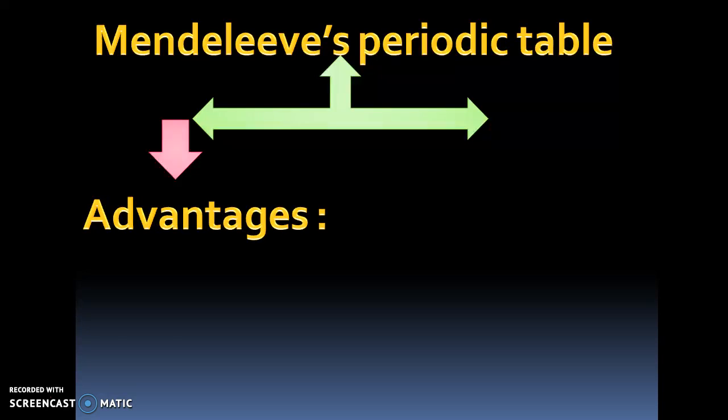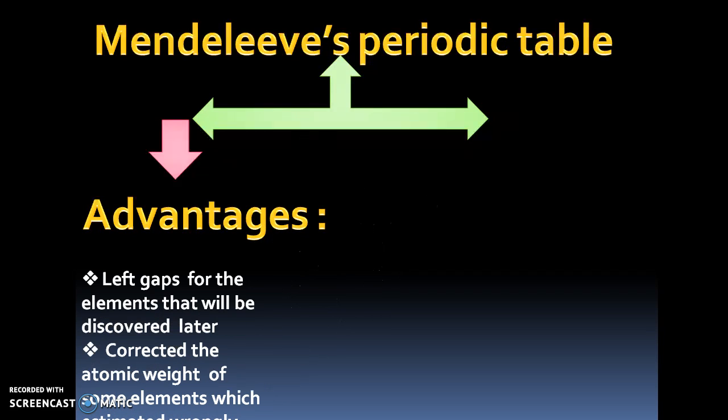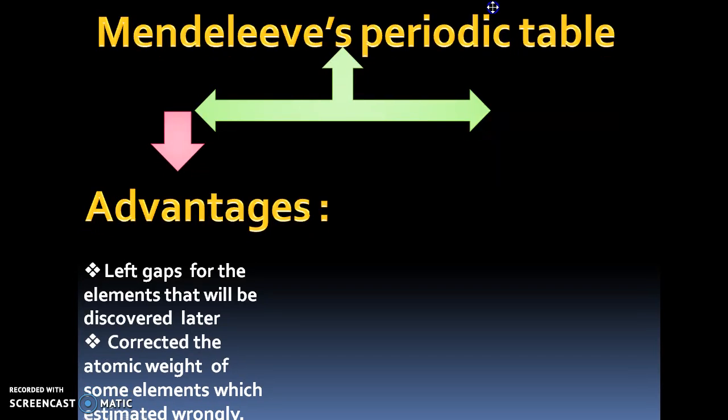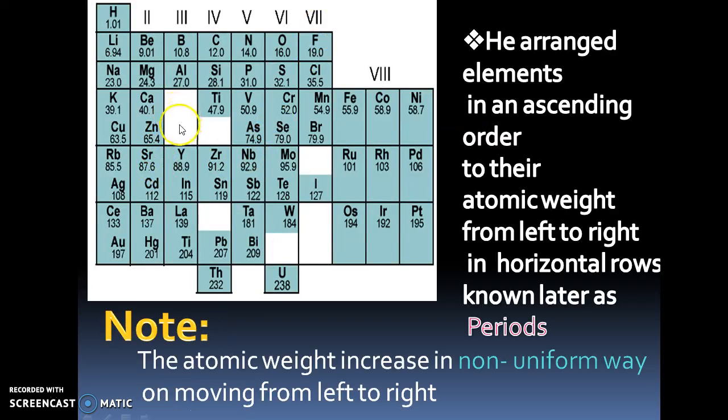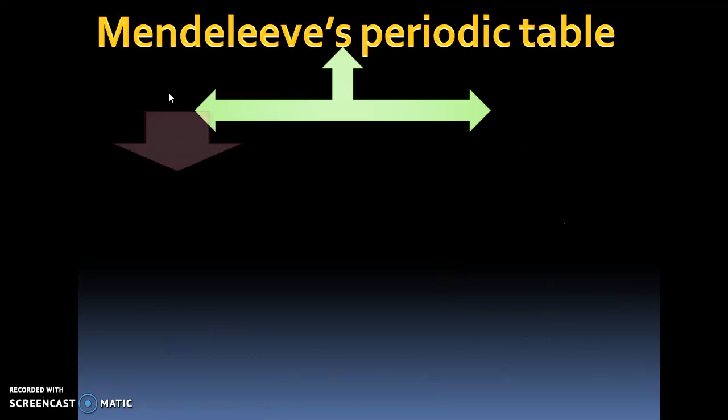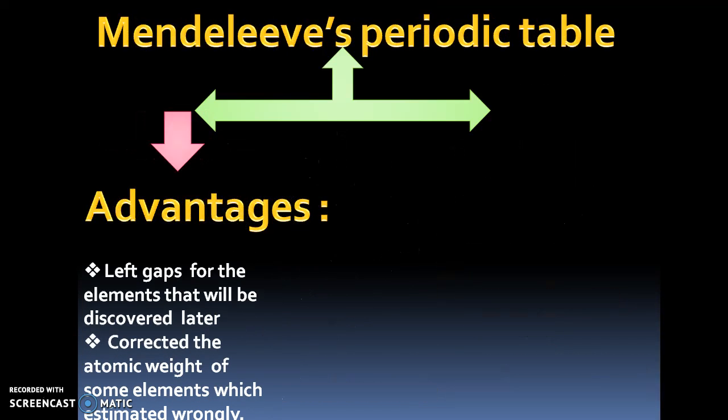Okay, Mendeleev periodic table has some advantages and maybe some disadvantages. Some advantages of the Mendeleev periodic table: he left gaps for the elements that will be discovered later, as you can see here. So you see there are gaps in the periodic table. Okay, that was a good thing Mendeleev did, for the elements that will be discovered later after him.